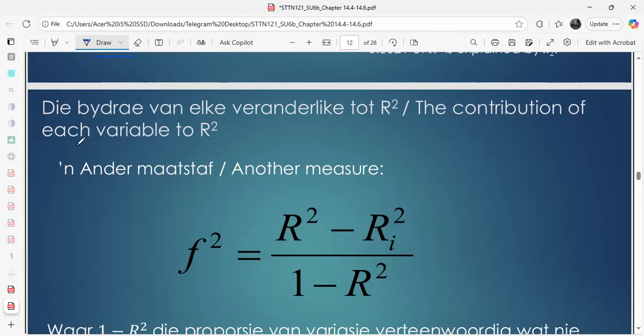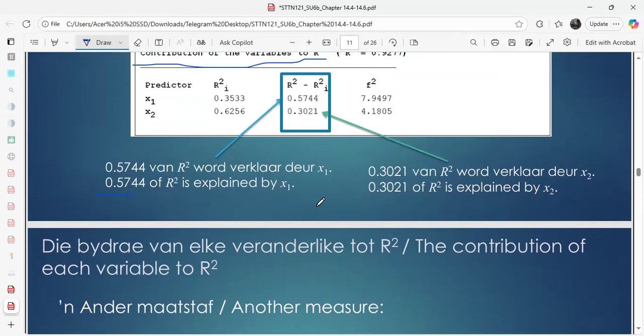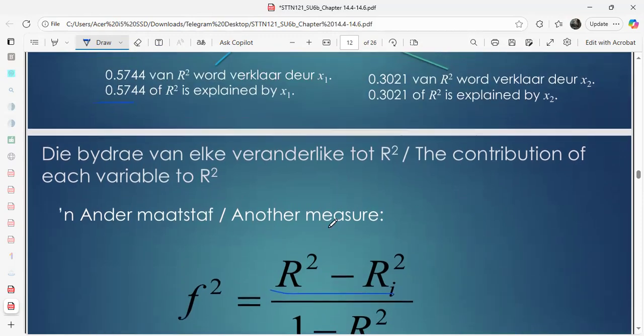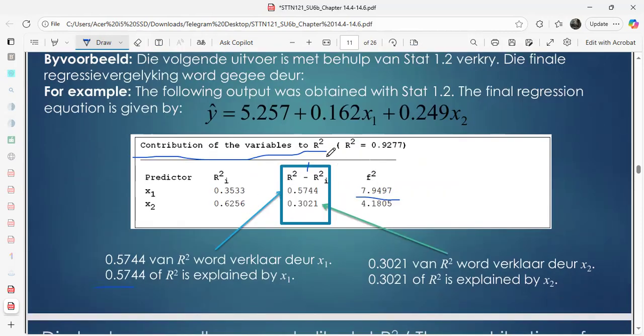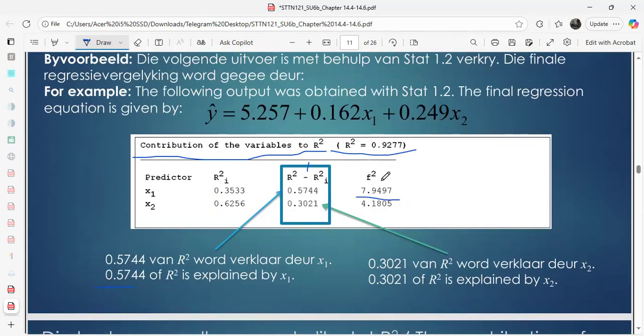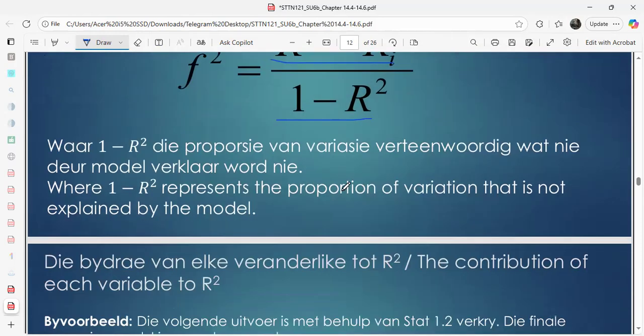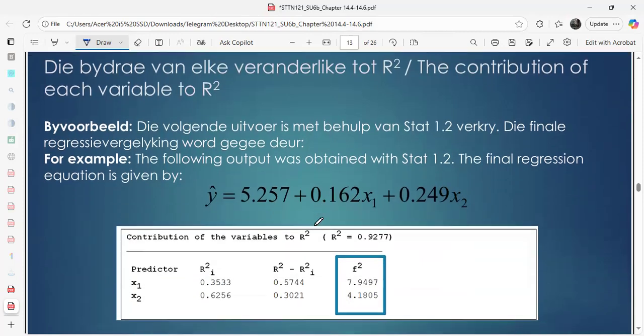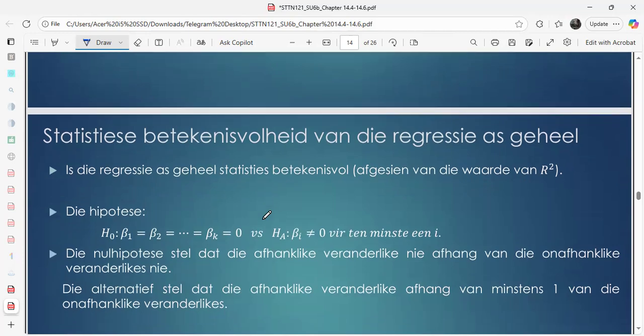Another measure you can use for the contribution of each variable to R squared is f squared, which is equal to this one here divided by 1 minus R squared. If you want, you can also use this formula. You just check here and take this. They're trying to show you how they got this value. f squared is equal to R squared minus R squared i, which is this part, divided by 1 minus R squared, and 1 minus R squared will be this one. Then you get the f squared. They are just showing us how they got these measures. And yeah, that's it.